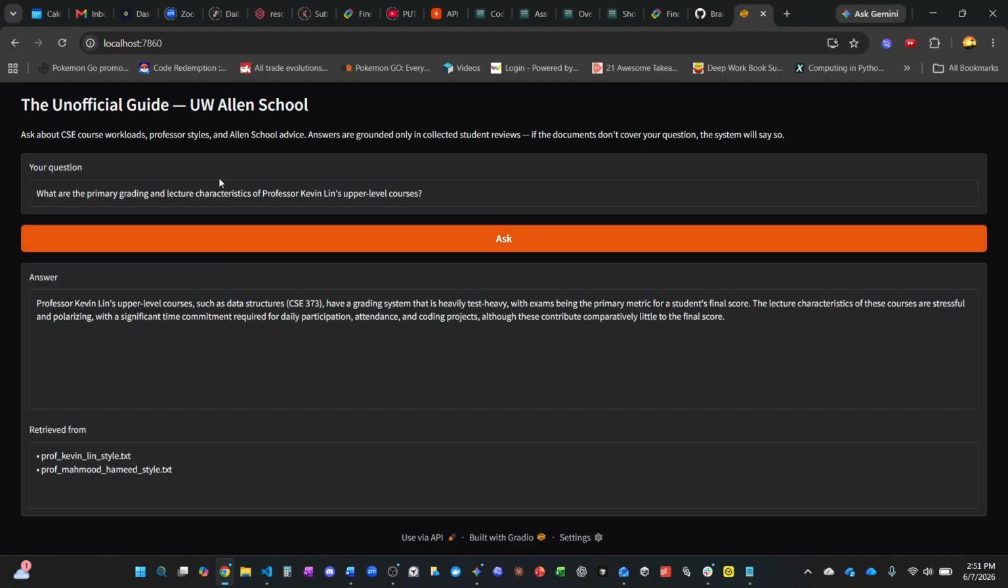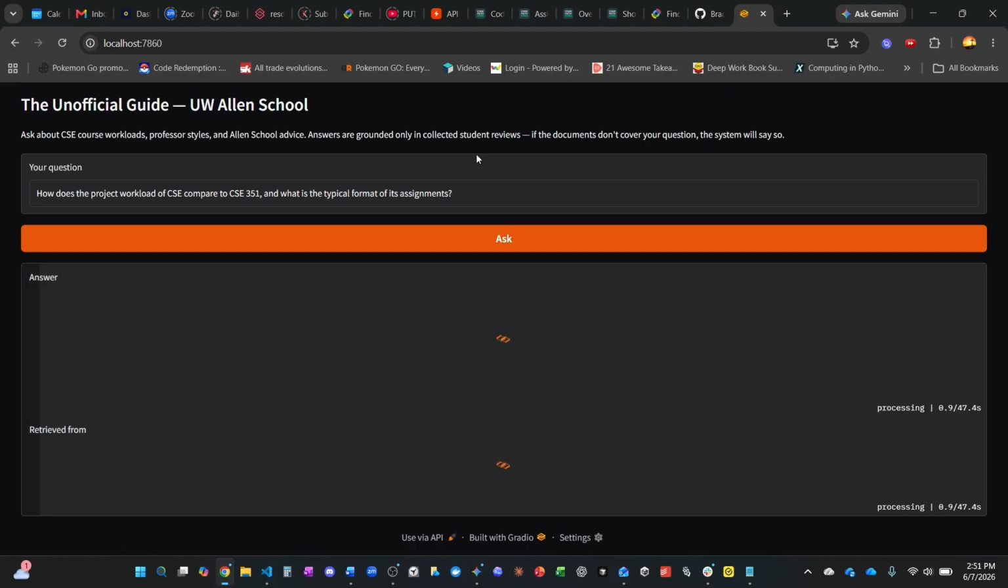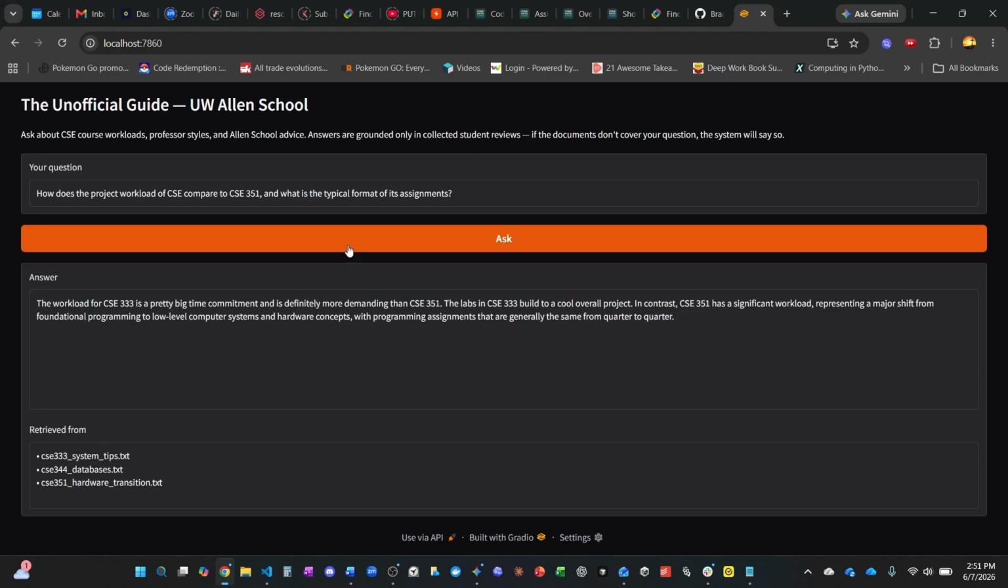The second query that works pretty well is: how does the project workload of CSE 333 compare to CSE 351, and what is the typical format of its assignments? It says the workload is a pretty big time commitment and it's more demanding than 351. The labs in 333 are a cool overall project, but 351 has a significant workload, representing a major shift from foundational programming and low-level systems, with programming assignments that are generally the same from quarter to quarter.